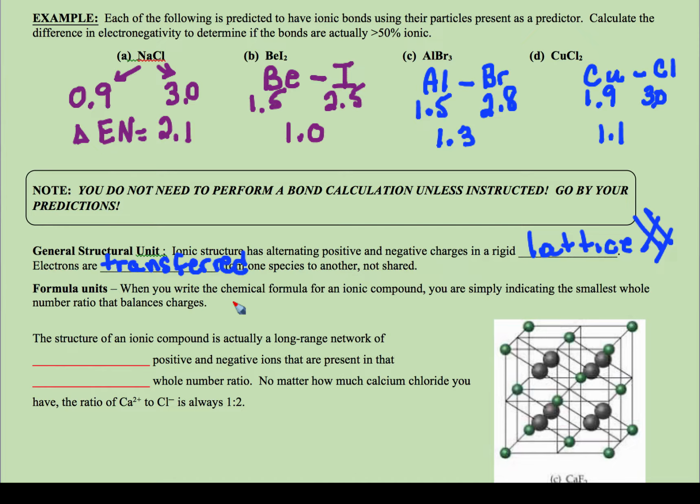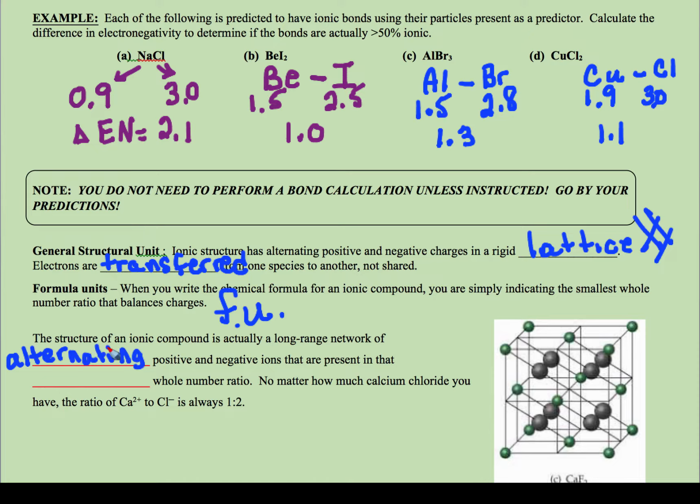Okay, and we call it a formula unit. I typically say it's the only time you can say F you to your teacher and not get in trouble, because we're talking about formula units, of course. Okay, now these are fixed into place, and we have a long-range network of alternating positives and negatives.